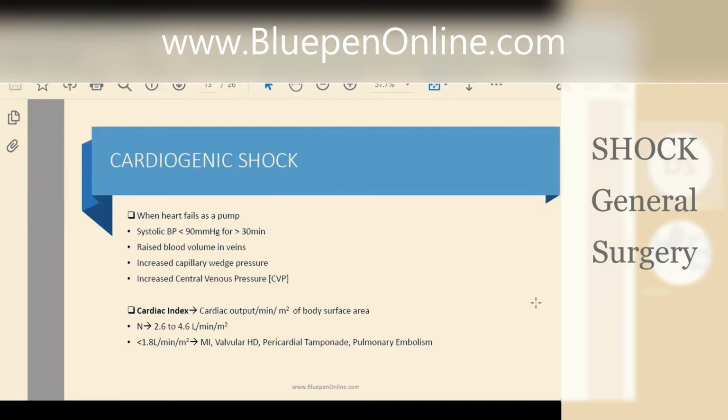So these are the four main causes of cardiogenic shock: MI, valvular heart disease, pericardial tamponade, and pulmonary embolism, which cause cardiogenic shock because of a decreased cardiac index of less than 1.8 liter per minute per meter square.